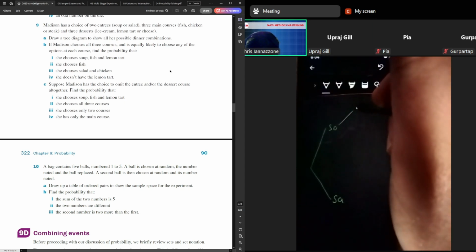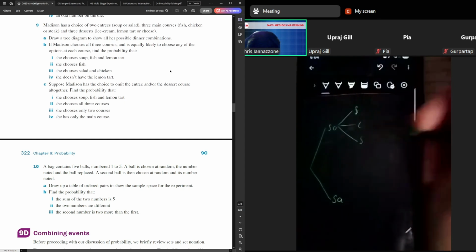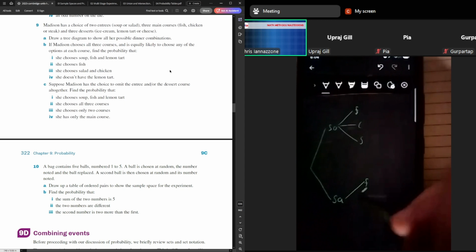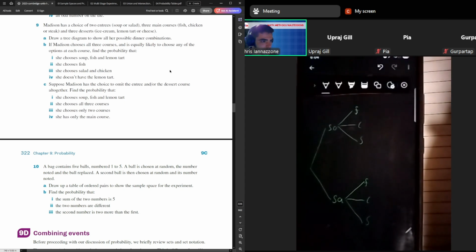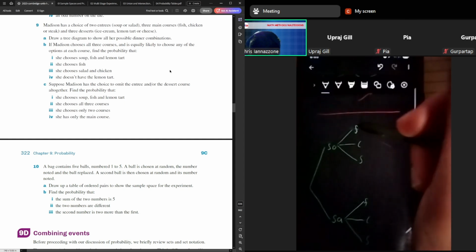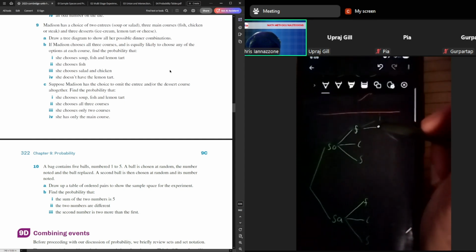Yep. F, C, S, F, C, S. Sounds good to me. You might have to double up on C for the cheese, but that's fine. And then from each of the main courses, I drew three more lines. I for ice cream, L for lemon tart, and then CH for cheese. Yep. I, L, C, H.